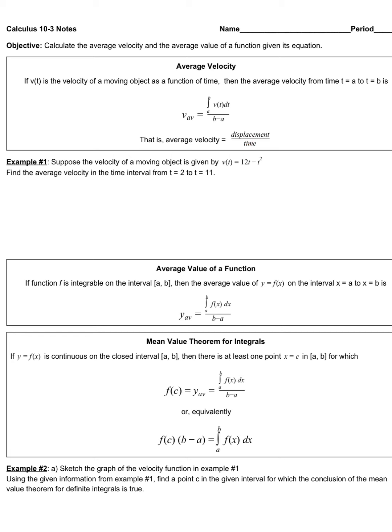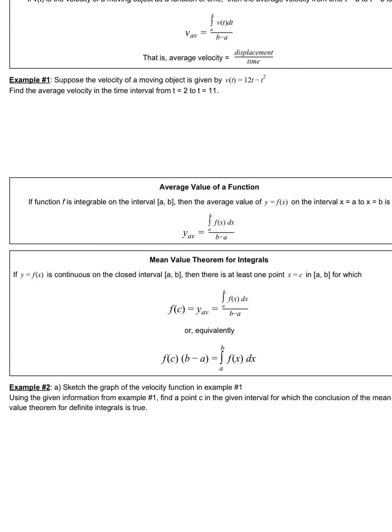Okay, so let's look at the first example here. The velocity of a moving object is given by this function. So this is our velocity right here. We're given the velocity, v of t, which stands for velocity. And then our time interval is from 2 to 11. So to set up our average velocity, we need the antiderivative of our velocity, 12t minus t squared dt.